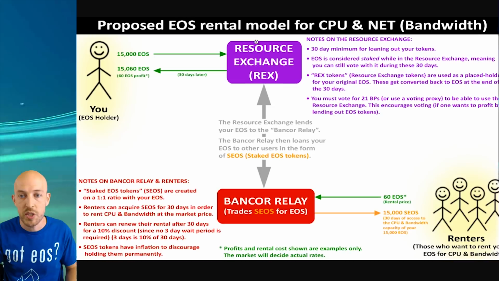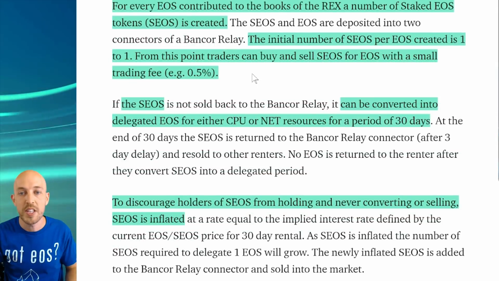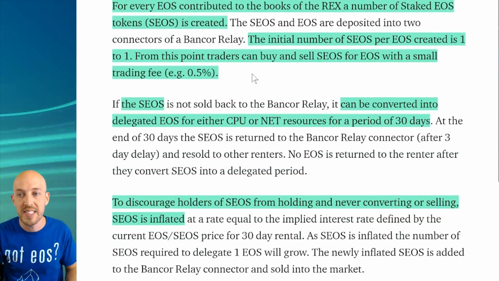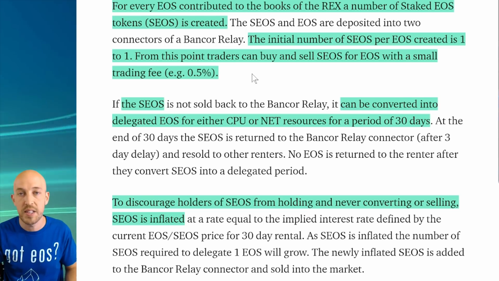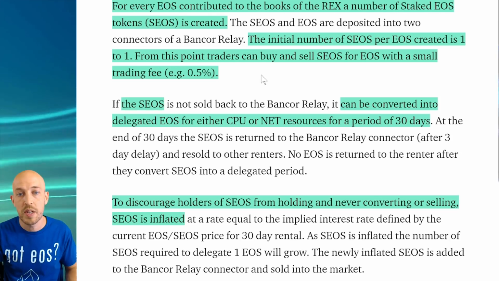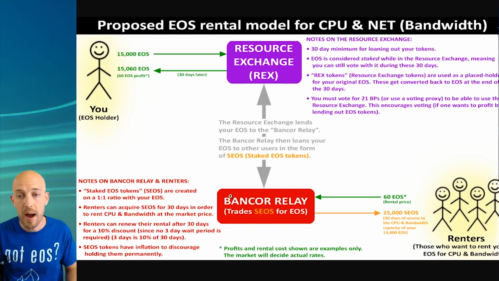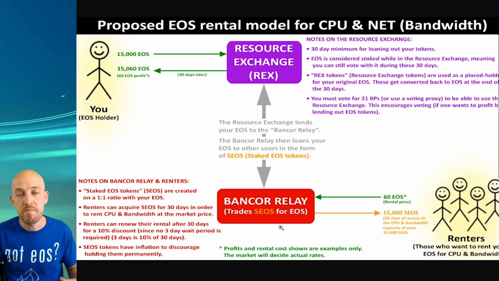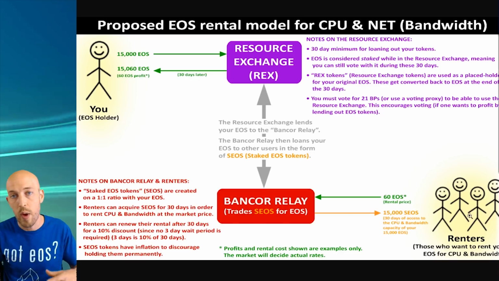And back to the image, so here's the resource exchange, which he refers to as REX, and it's going to relay that over to the Bancor relay, and I'll get into that in a moment. For every EOS contributed to the books of the REX, a number of staked EOS tokens called SEOS is created. The staked EOS and the EOS are deposited into two connectors of a Bancor relay. And the Bancor relay is what I've shown here in the red box. So it's its own vehicle for trading SEOS, the staked EOS tokens, with renters.